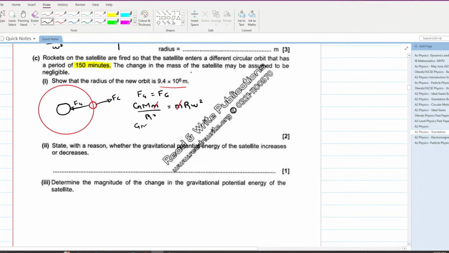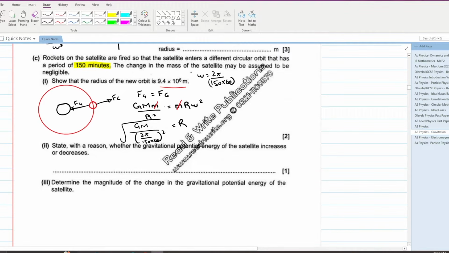Capital G, capital M divided by, this time your W is different. W is 2 pi divided by, what is the time this time? 150 into 60. Time has changed into 150 minutes. This is the only difference here. 2 pi divided by 150 into 60 ka whole square, and under root this value you will get your R.